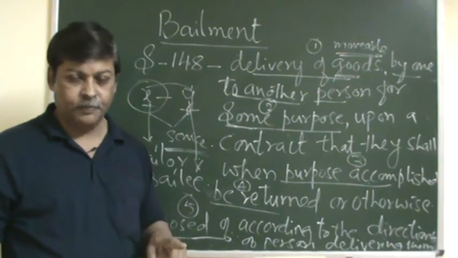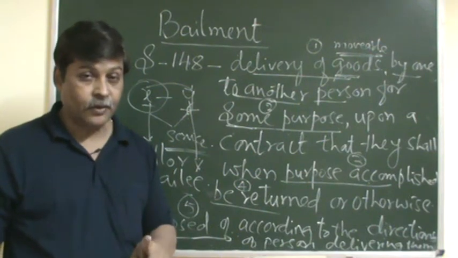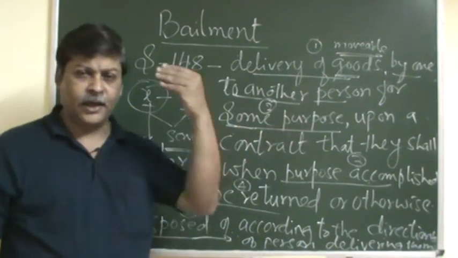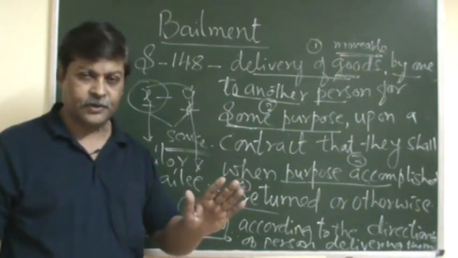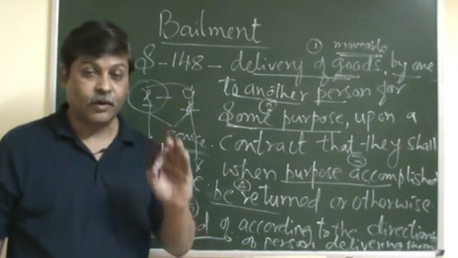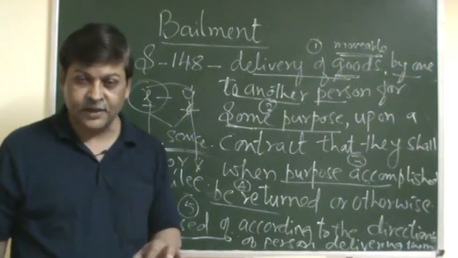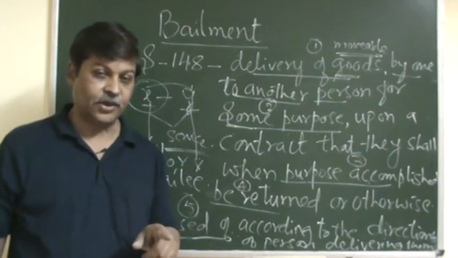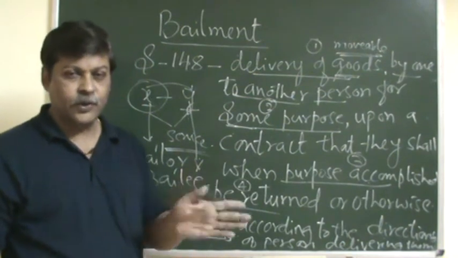but remember it should not be delivering the goods as a security for a debt. As a security for a debt, it becomes a pledge. Leaving that, the delivery can take place for any purpose. You cannot deliver the goods as a security for a debt. If you are delivering the goods as a security for a debt, then it is a pledge. You cannot call it a bailment. That is the basic difference between pledge and bailment, which we are going to study.